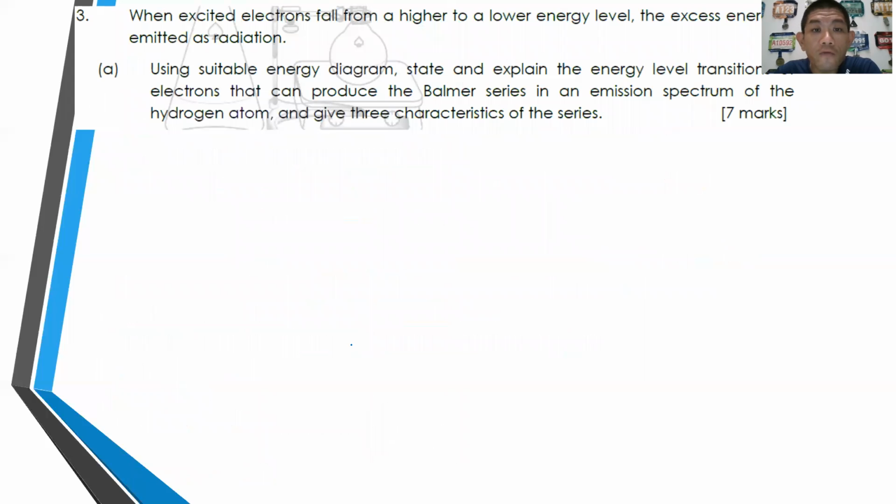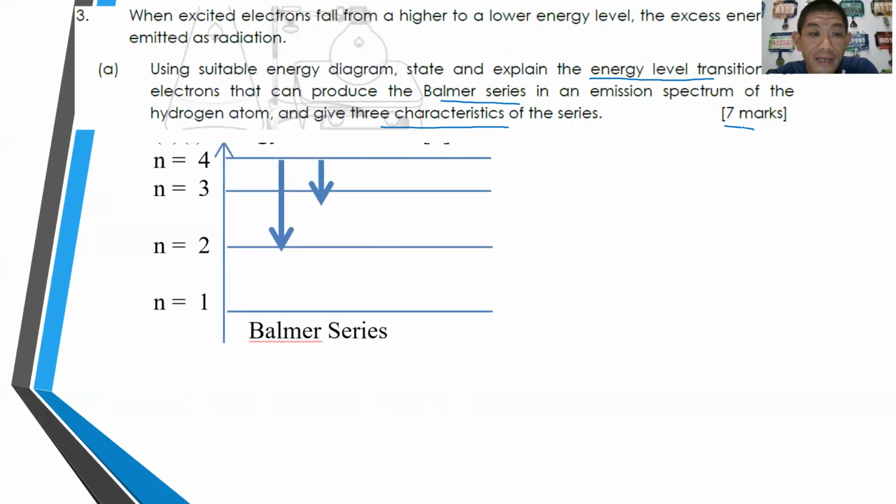When excited electrons fall from a higher to a lower energy level, the excess energy is emitted as radiation. Using a suitable energy level diagram, state and explain the energy level transition that can produce the Balmer series. So these are very important keywords. You must use energy level transition to explain the Balmer series in the emission and give 3 characteristics of the series, 7 marks. So you have to use the energy level diagram.